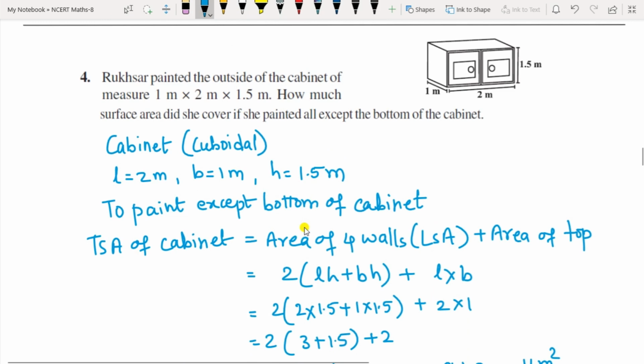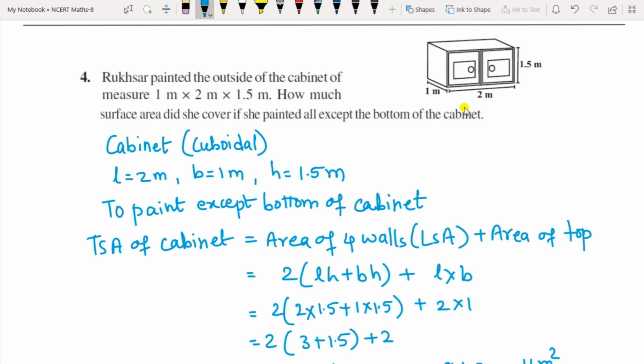The next question is, Ruksar painted the outside of a box or a cabinet whose measures are 1 meter, 2 meter and 1.5 meter. So actually they have written wrong here, it is LBH. So here in the bracket it is shown as L, B and H. This is B and this is H. So L is 2 meter, breadth is 1 meter and height is 1.5 meter according to the figure. So how much surface area did she cover if she painted all except the bottom of the cabinet?